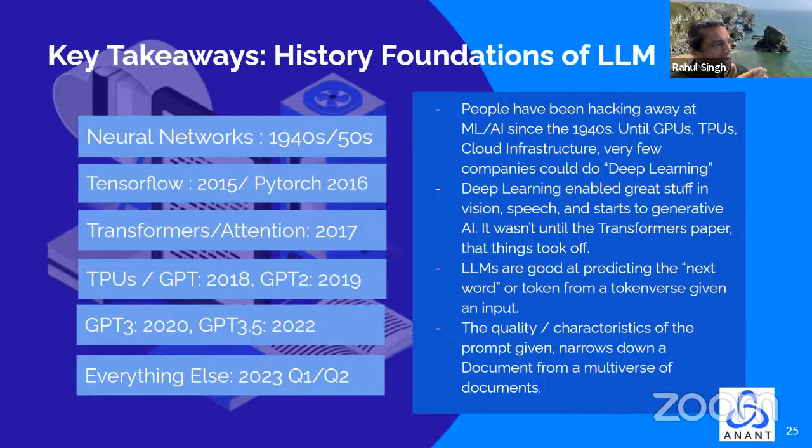And then you have transformers and the attention paper coming out in 2017. And when TPUs came out, these are tensor processing units from Google, it allowed companies to do even more advanced, larger deep learning models. And then you have GPT original, GPT-1, GPT-2, and then GPT-3 was out almost 3 years ago.